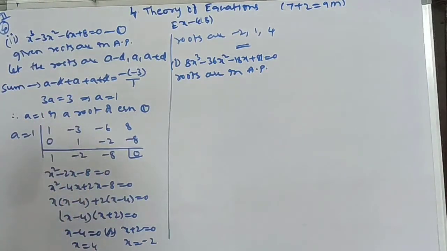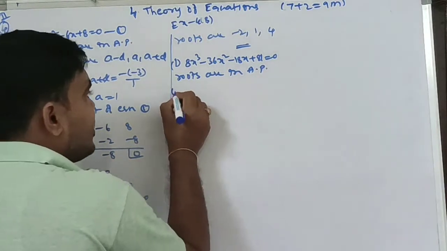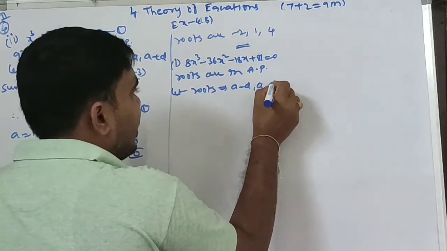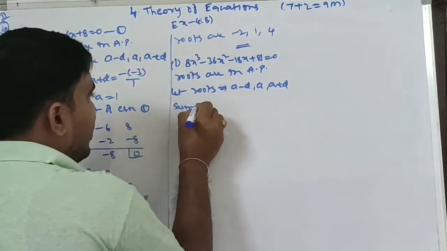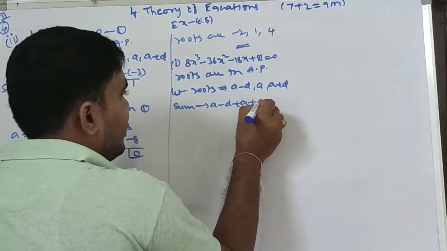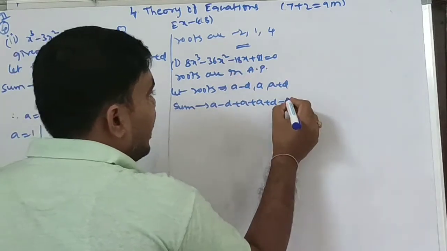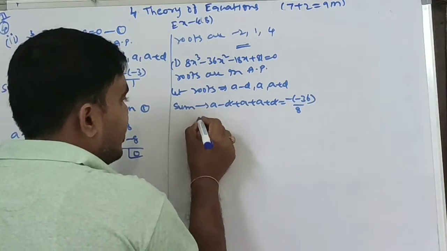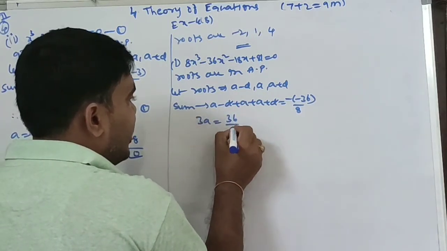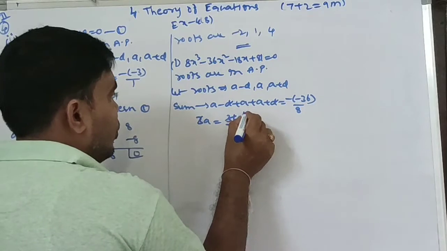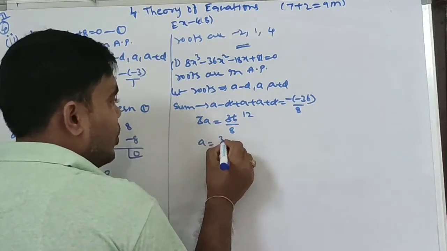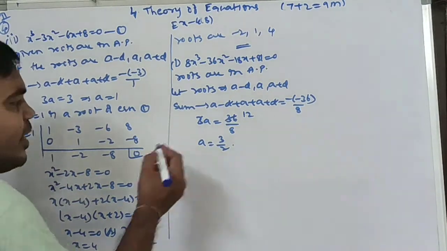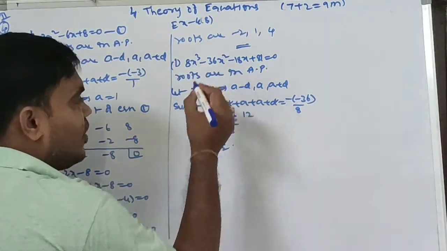If the roots are in AP, let the roots be A minus D, A, A plus D. Sum: A minus D plus A plus D equal to minus of minus 36 by 8. D cancels. 3A equal to 36 by 8. 3 into 12. A equal to, cancel with 4, 3 by 2. So 3 by 2 is one of the roots. If 3 by 2 is one root, I want to find out the remaining roots.